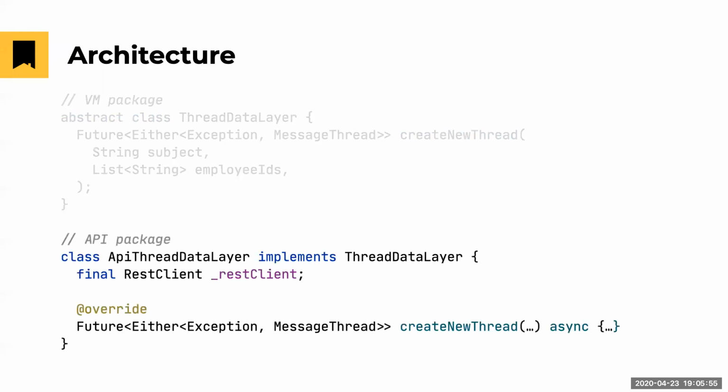For real application, we need a real communication. So we can create an API thread data layer that depends on REST client and does real API calls. As this is already an implementation detail, we can place this class somewhere at the infrastructure level.